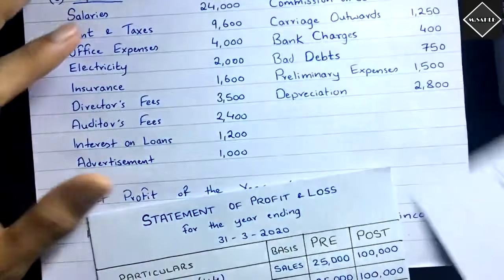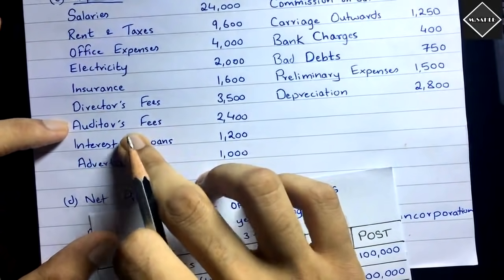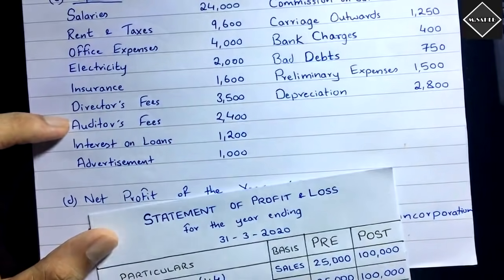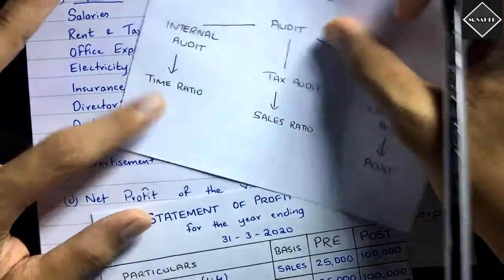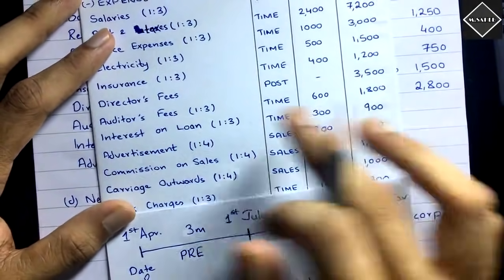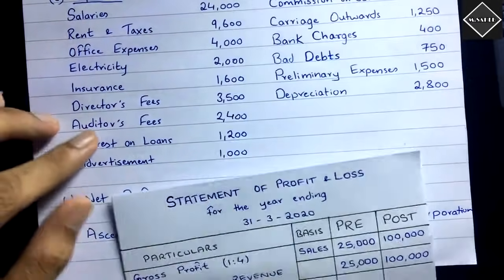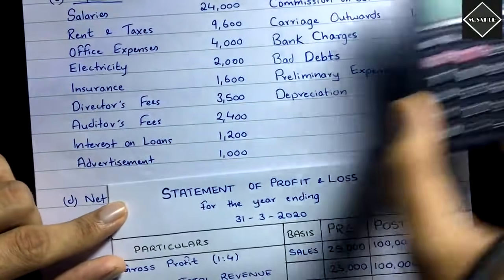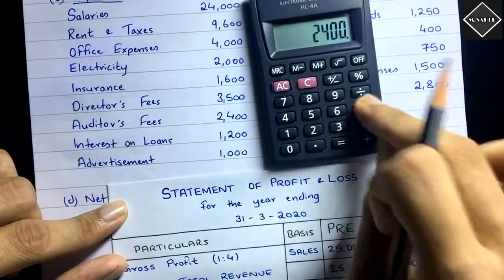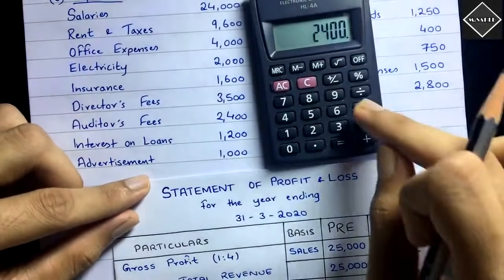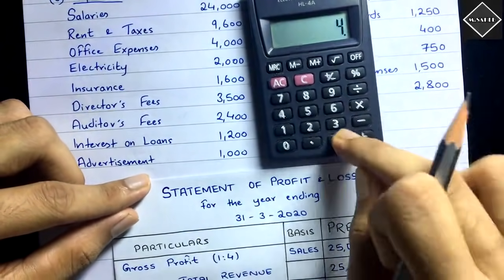It's fine. So now here we will assume that this auditor's fees is of an internal audit, so we have to divide this in the time ratio. Simple. So this is what we are going to do, but it's better to write the note. So auditor's fees, how much it is? It is of 2,400, so this will be allocated upon the time ratio. 2,400 into time ratio, which is 1:3, so into 1 divided by 4, that is equal to 600.